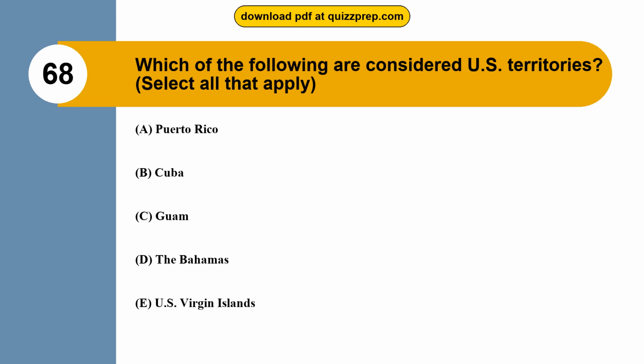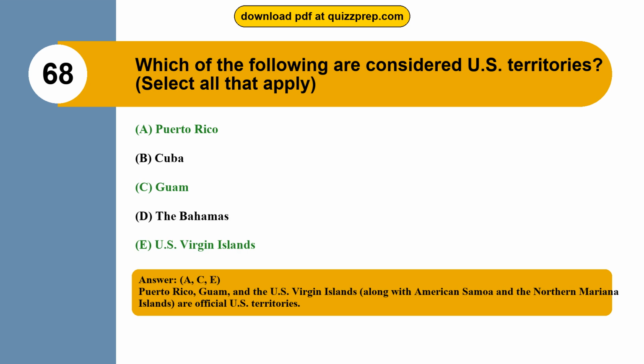Question 68. Which of the following are considered U.S. territories? Option A, Puerto Rico. Option B, Cuba. Option C, Guam. Option D, the Bahamas. Option E, U.S. Virgin Islands. The correct answers are options A, C, and E. Puerto Rico, Guam, and the U.S. Virgin Islands, along with American Samoa and the Northern Mariana Islands, are official U.S.